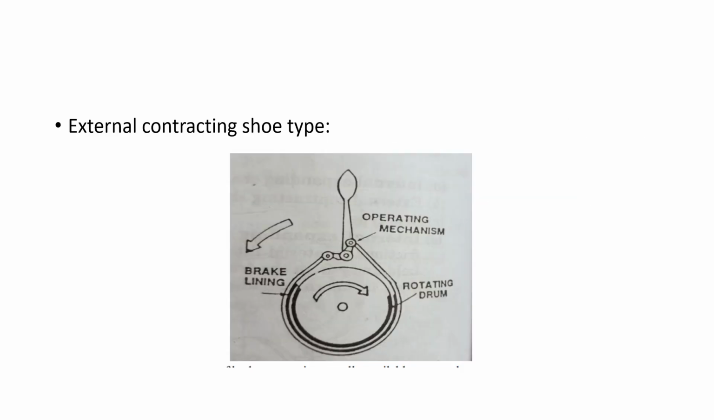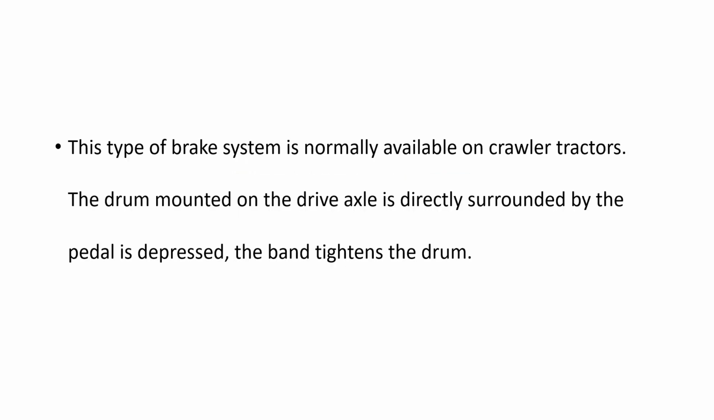The next one is the externally contracting shoe brake. This type of brake system is available in Russian DT and Ford DT 14 models, and even in the brakes of the HMT Zeta series. The drum is mounted on the drive axle and is directly surrounded by the brake band. When the pedal is pressed, the band is tightened onto the drum.